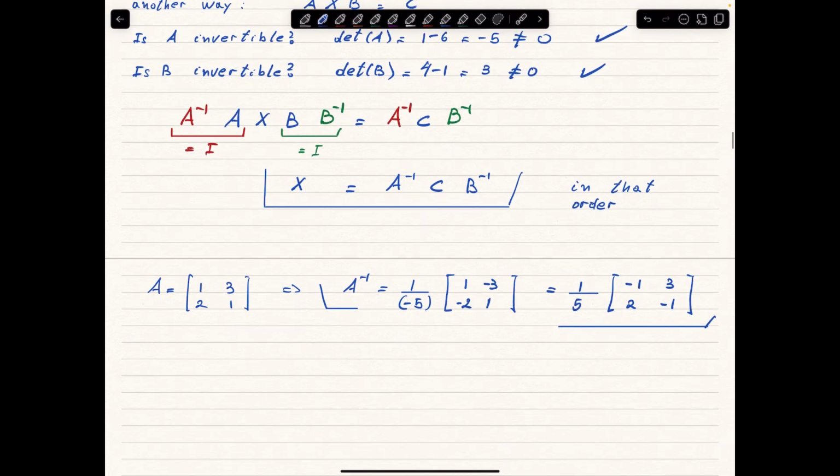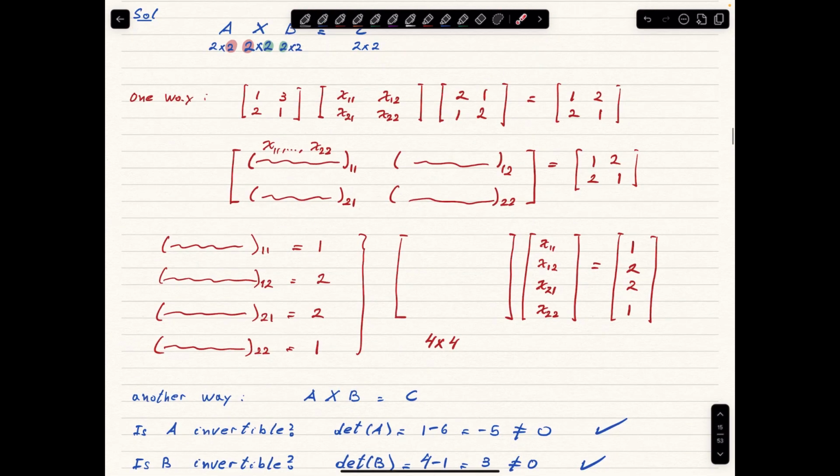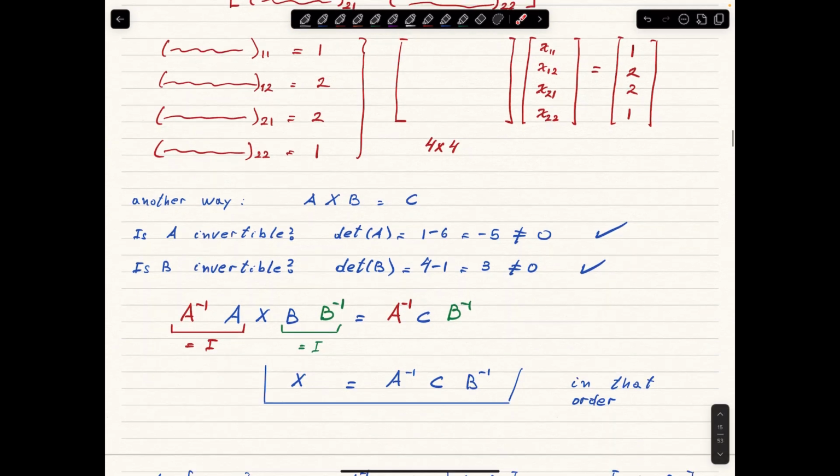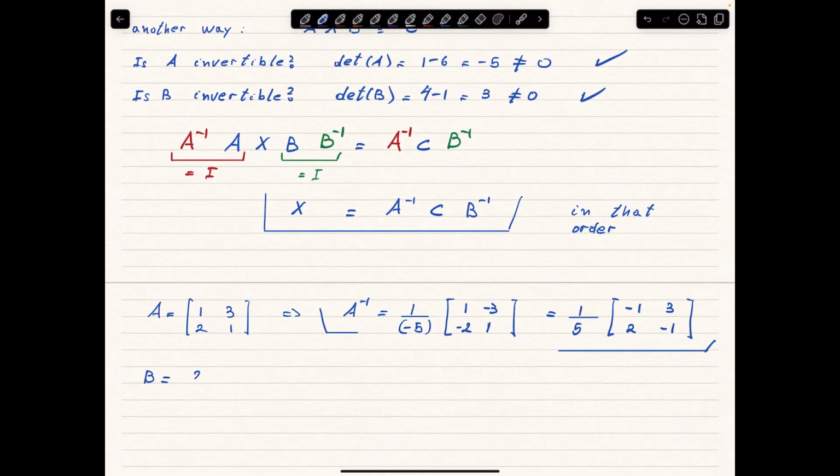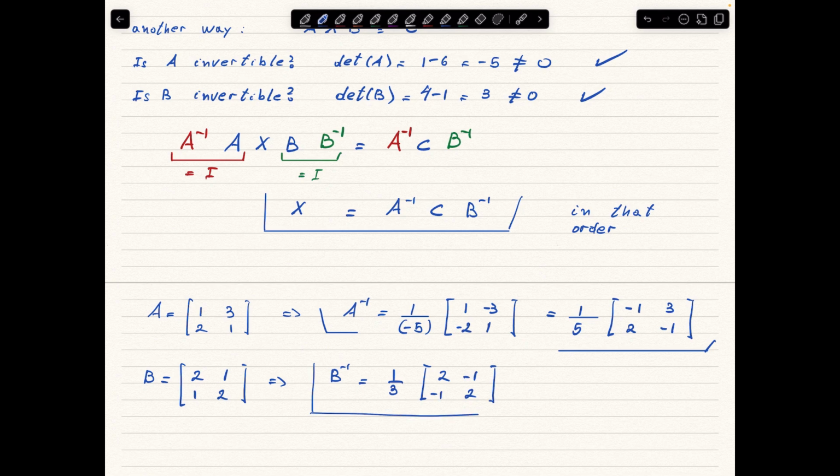What about matrix B? Well, B is this matrix 2, 1, 1, 2. We have computed the determinant already, so B inverse is 1 over that determinant, which is right here, 3. So 1/3. And then we need to switch the diagonal elements. Nothing is going to happen. And -1, -1. And this is a good formula for the inverse of B.